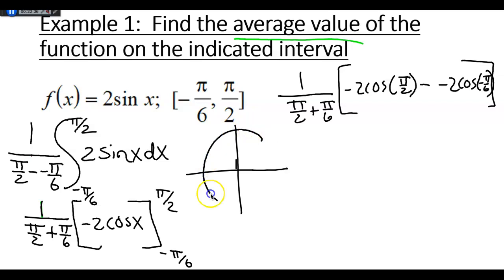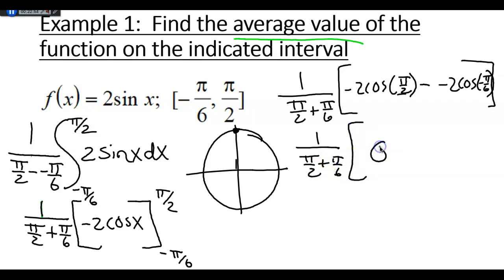So, unit circle. Pi over 2 is up here, right? And cosine is an x value. It's 0. So this is basically going to end up being 0, so we could get rid of that. Now, this is going to end up being a plus. You guys good with that? Because of the double negatives there?